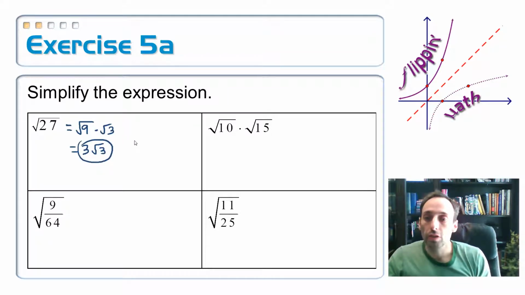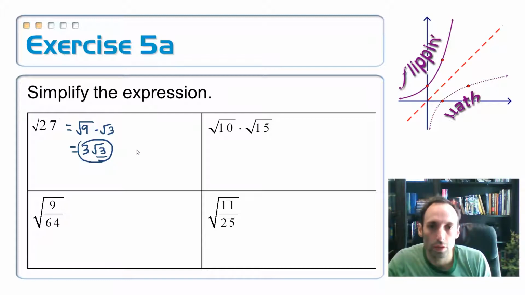You might ask yourself, well, how am I supposed to know when I'm finished? Well, look at the square root. Is there a perfect square that goes into it? If there's not, then you're done. Is there a fraction with a square root on the bottom? If there's not, then you're done.